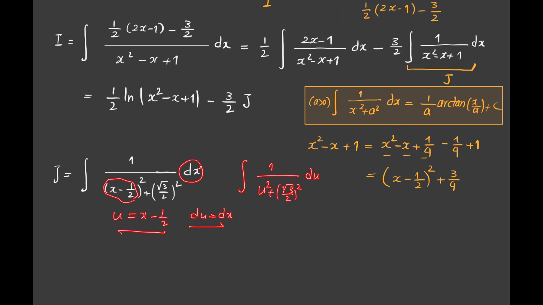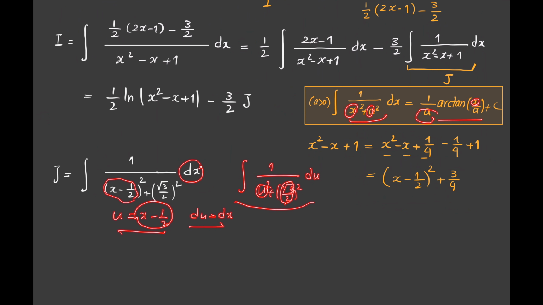And if you compare this with the formula, that is exactly the same thing. Of course here u is playing the role of that x, and this number square root of 3 over 2 is playing the role of that a. So remember, I can use this formula. The only thing that I have to do, instead of x, I have u, which in this case is x minus a half, and instead of a, I have square root of 3 over 2.